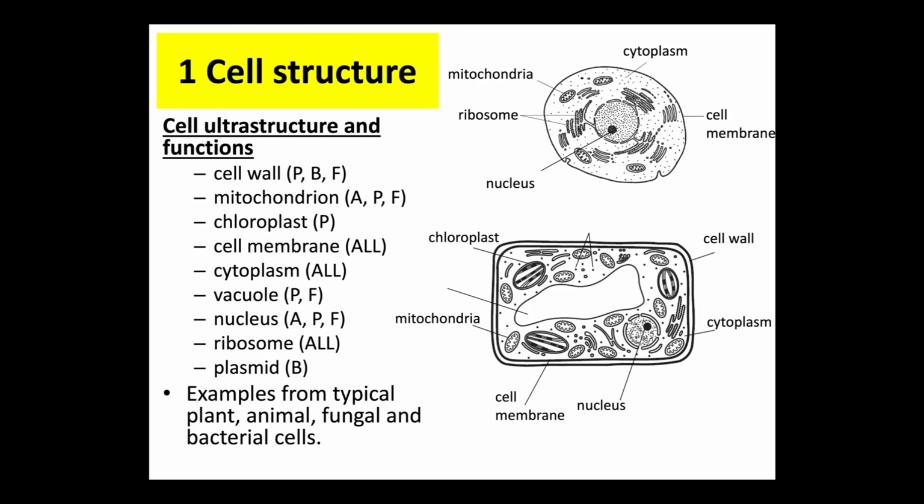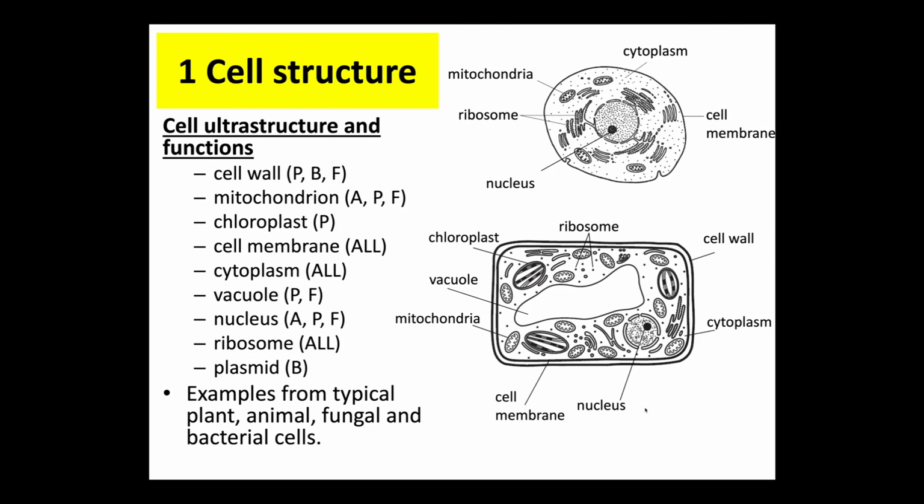Next up, we've got the mighty mitochondria again, which is the site of aerobic respiration. We've got the vacuole. Now, the vacuole is not found in the animal cell, but is found in the plant cell. It contains the cell sap, and it also helps to keep the cell turgid. And turgid is a word we'll learn about in the next topic.